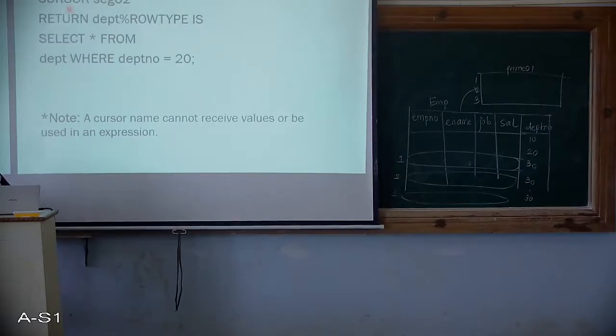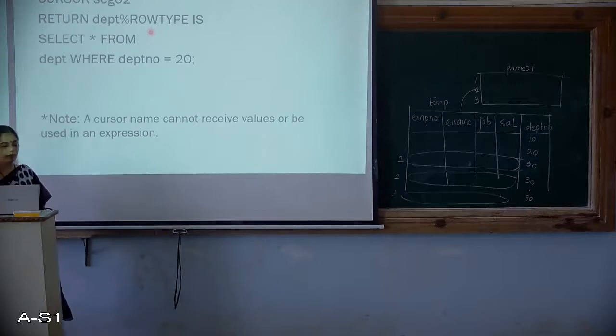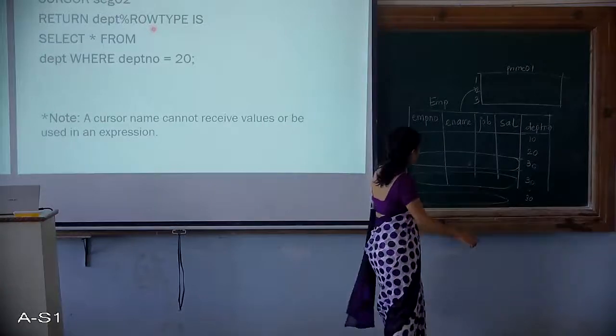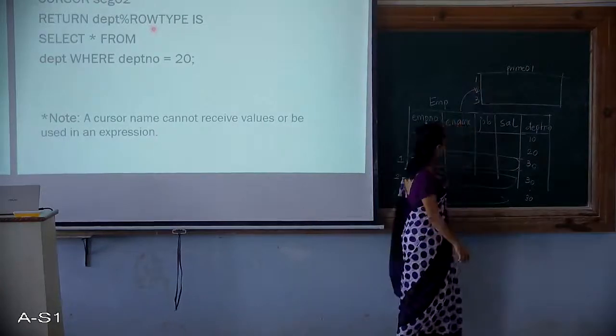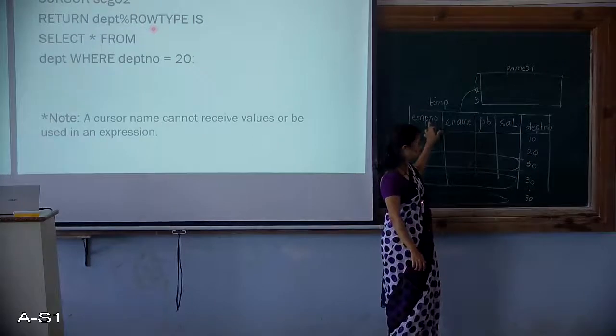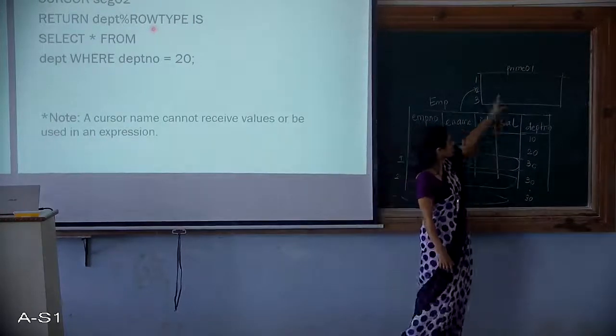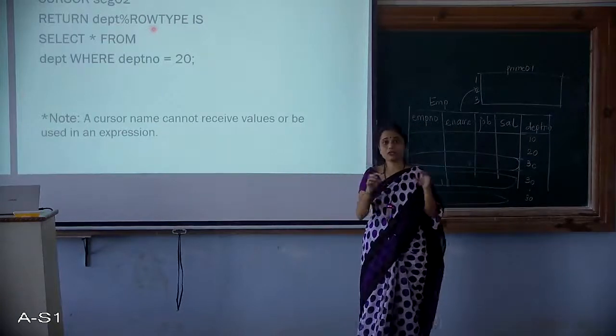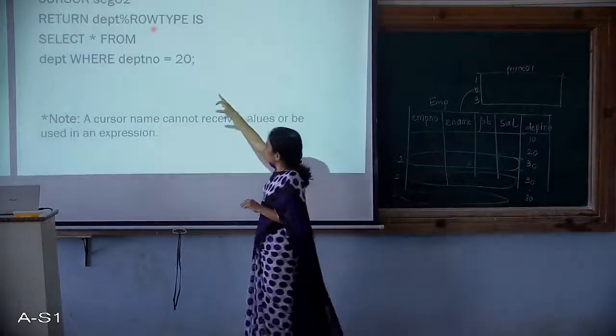Okay, so now look at another example. It says cursor sec02, okay, and return department row type. Now what the meaning of row type is will be seen a little later. Row type is the data type of this and this that is stored there. That is known as row type. So it will be exactly tallied. So that is what row type is. We will come to that later.